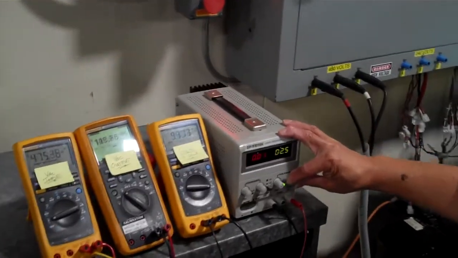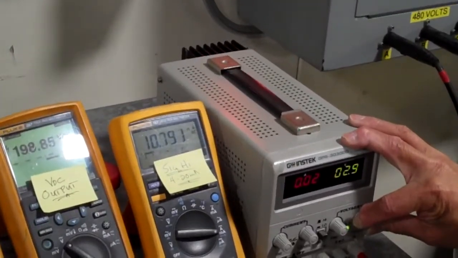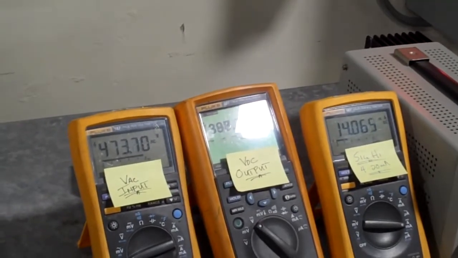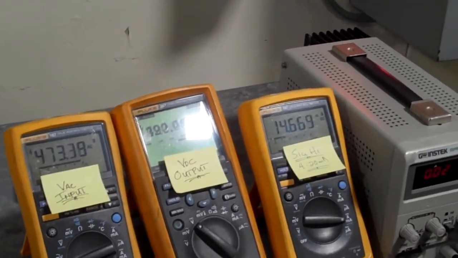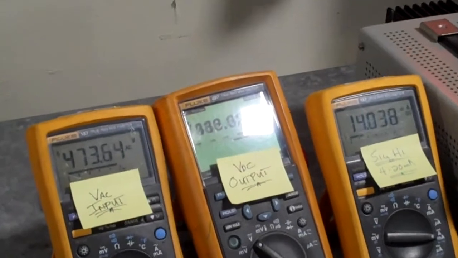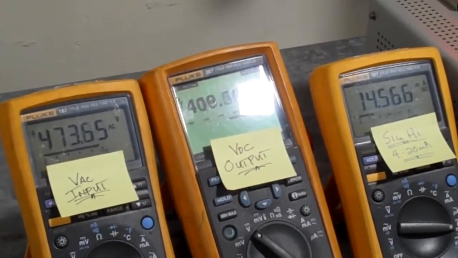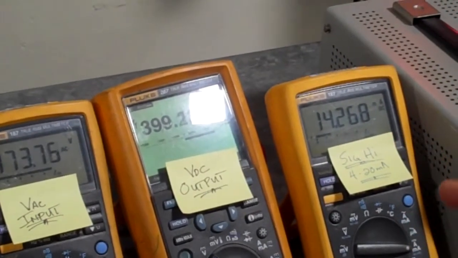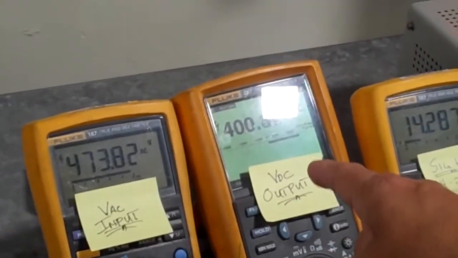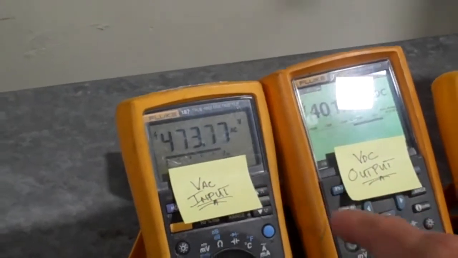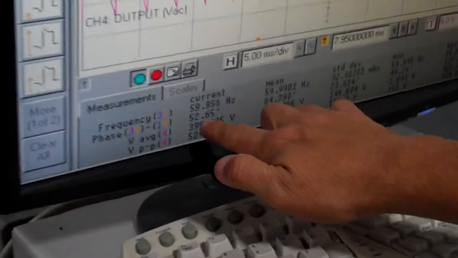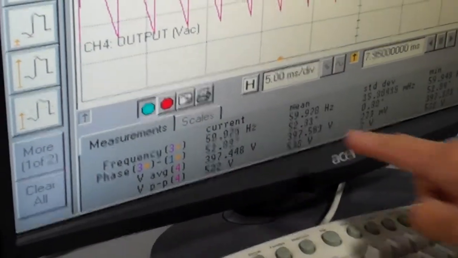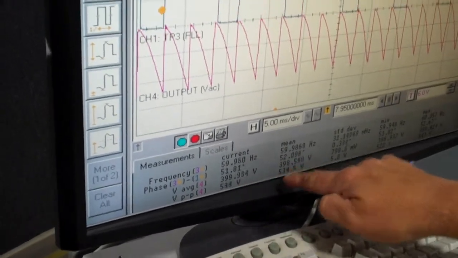Alright, go ahead, Tony, and I want to increase SIG HI until we get approximately 400 volts DC. Because we're bringing in 480 in this particular example, it takes about, that's good, 14.29 milliamps to get 400 volts DC when our input is 473 volts AC. So the delay angle has been reduced to 52 degrees. The output is 397 volts.